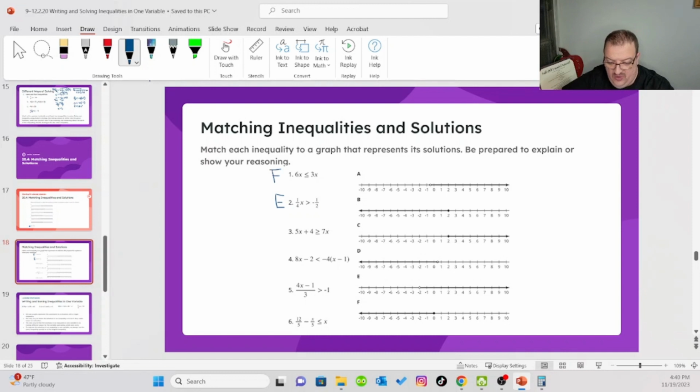Next, we have 5x plus 4 is greater than or equal to 7x. Because it says "or equal to," this is going to be a solid circle, so it could be B, it could be C. What I'm going to do is subtract 5x from both sides, and that gives me 4 is greater than or equal to 2x.